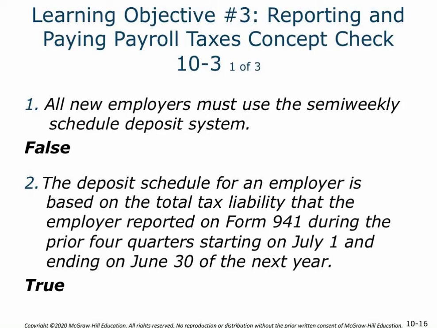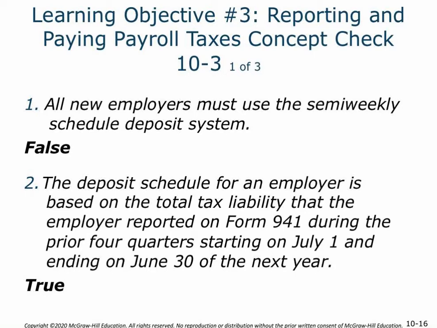So let's take a look at our first concept check for this learning objective. All new employers must use the semi-weekly schedule deposit system. That's going to be false. Some employers, if you're $50,000 or less, can use that monthly deposit. But again, if you accumulate $100,000 in that period, you might get converted to semi-weekly, or if you're over the $50,000, then you might get converted to a semi-weekly schedule for the deposits.